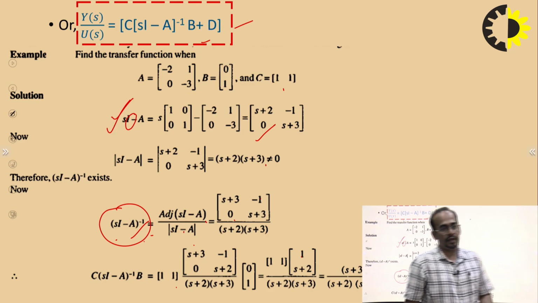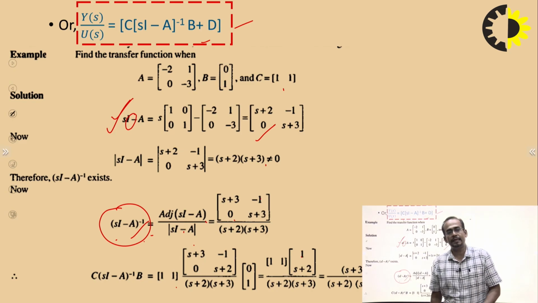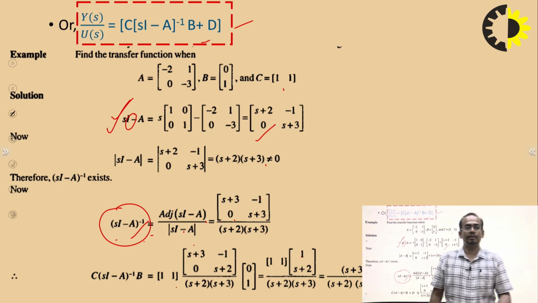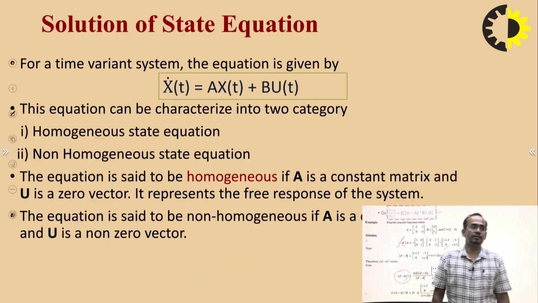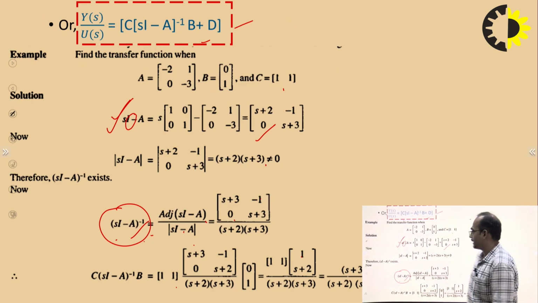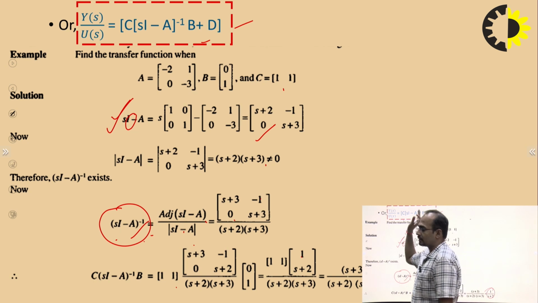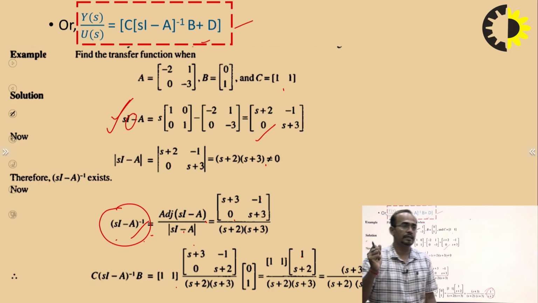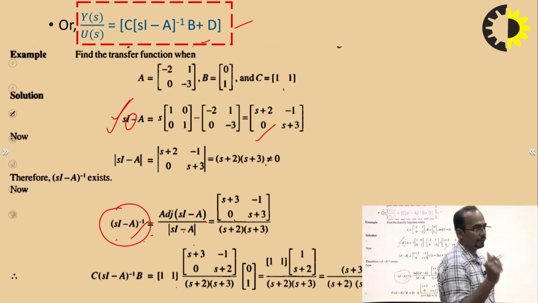So in this way, we have found the value of C(sI minus A) inverse B. The value of D is not given, so I will consider it as 0. So the transfer function will be 1 upon s plus 2 for these matrices, or you can say for the given state variables.